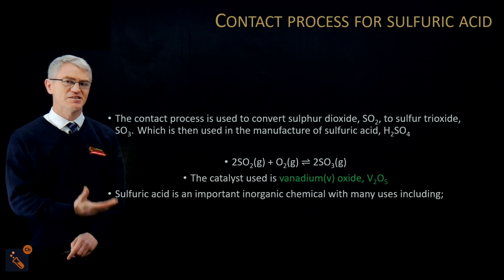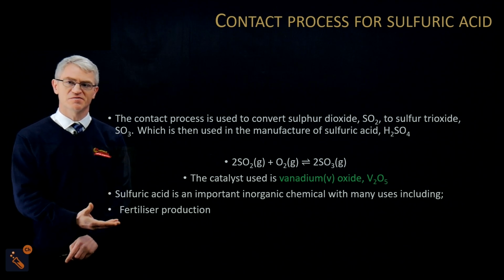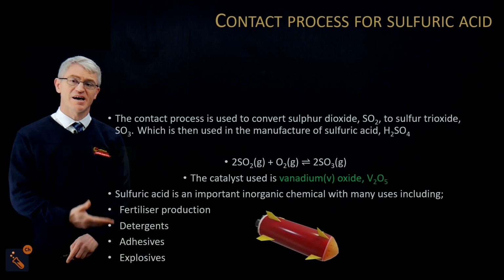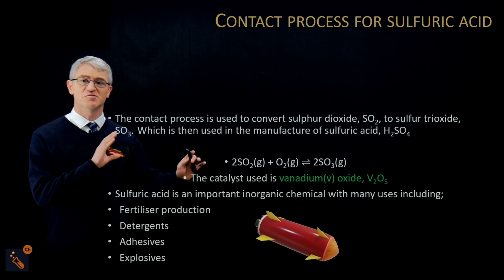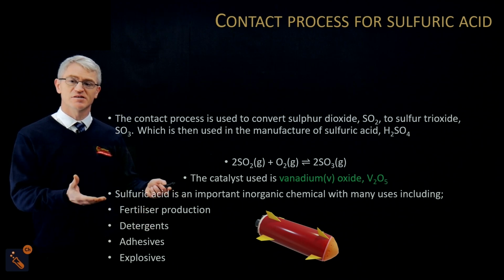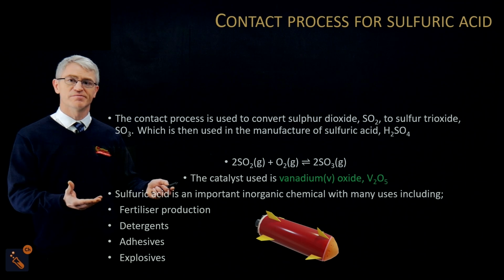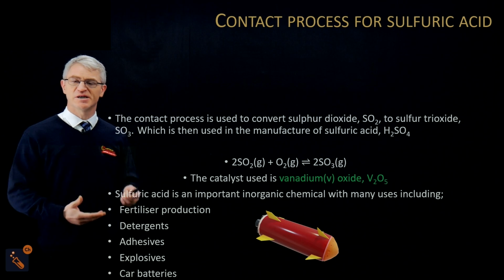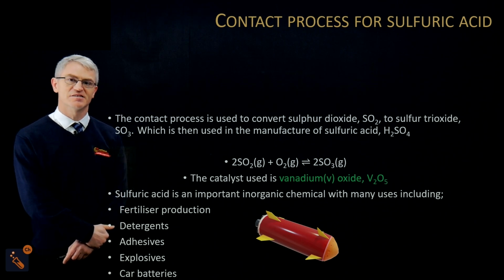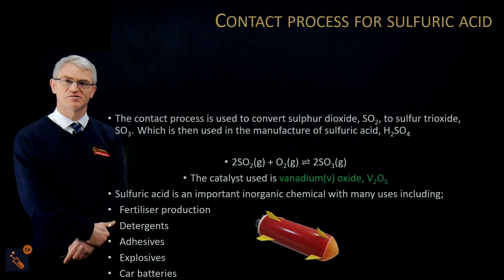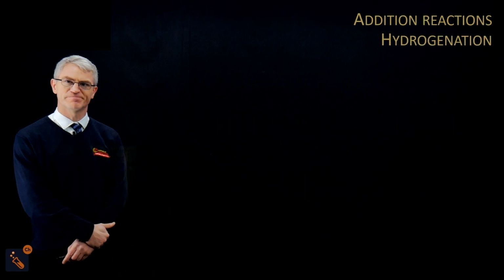So sulfuric acid is an important chemical with many uses. So fertilizers, so you can use it to make fertilizers to place on the fields. Detergents, really important, adhesives and explosives. Okay, so really, really important, and you'll use it in the lab, in your school, all the time. Now, last thing is car batteries. Car batteries are based upon acid as their electrolyte. And we'll talk about batteries in terms of fuel cells and things in a later video as well.